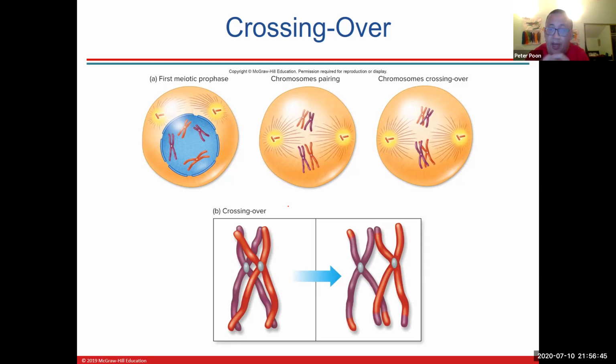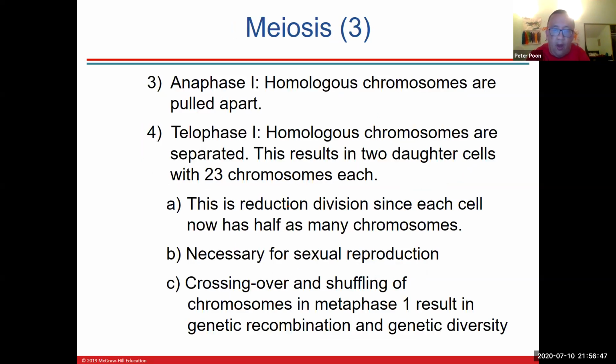Now, this whole crossing over and shuffling of chromosomes in metaphase 1 results in genetic recombination and genetic diversity. This is the whole reason why we have sex. Basically, the crossing over and shuffling chromosomes leads to new combinations of chromosomes that we have never seen before. And therefore, all of us have a new combination of genes.